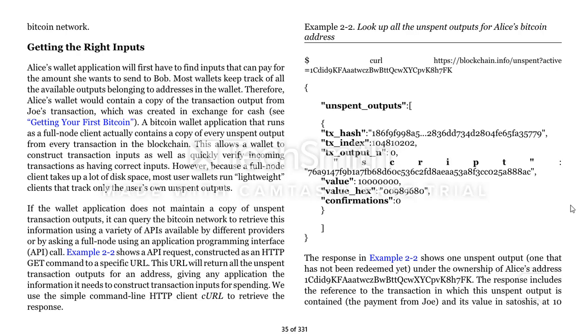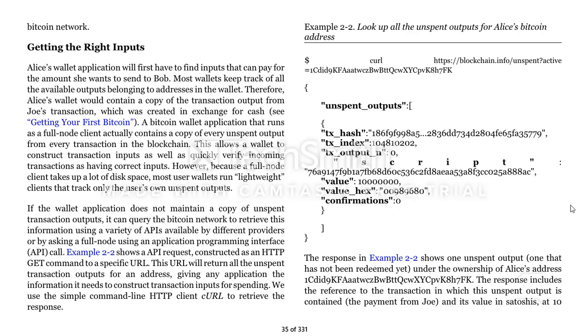Example 2-2. Look up all the unspent outputs for Alice's Bitcoin address. $ curl https://blockchain.info/unspent?active=1Cdid9KFAaatwczBwBttQcwXYCpvK8h7FK. unspent_outputs: tx_hash: 186f9f998a5..., tx_index: 104810202, tx_output_n: 0, script: 76a9147f9b1a7fb68d60c536c2fd8aeaa53a8f3cc025a888ac, value: 10000000, value_hex: 00989680, confirmations: 0.